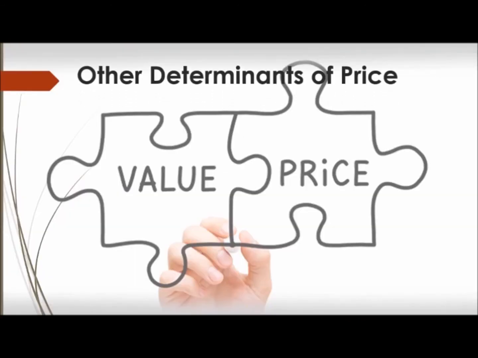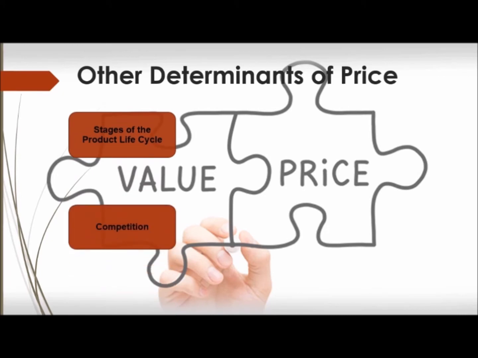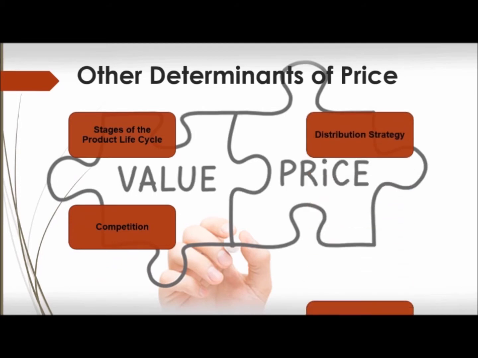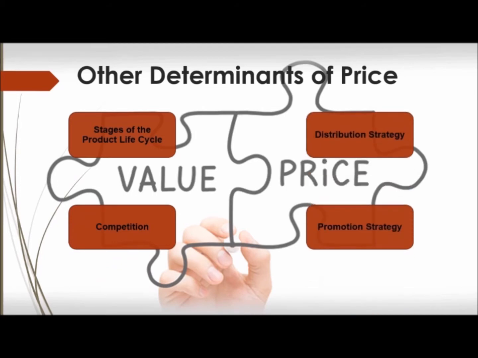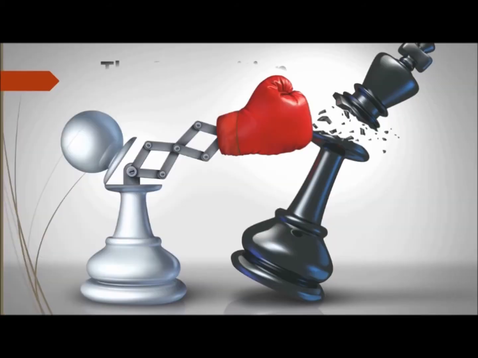Other determinants of price. There are 5 determinants of price. First is the stages of the product life cycle. Second is the competition. Third is the distribution strategy. Fourth is the promotion strategy. And the last one is perceived quality.